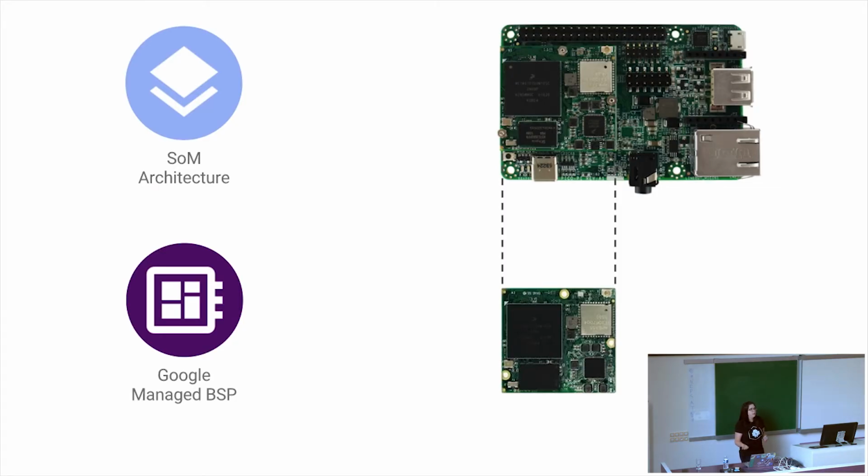Okay, so why would you choose Android Things versus maybe some other platform? So one of the big differences is that Android Things uses what we call a SOM architecture, or a system on module architecture. Now that means that little device that you see down below contains all the core functionality that Android needs in order to run. So things such as networking, handling all the basic stuff that you don't have to worry about. So Google manages what they call a Google Managed Board Support Package.